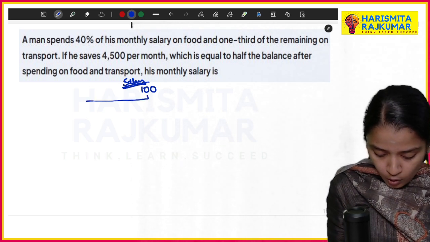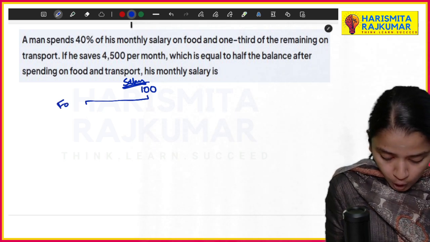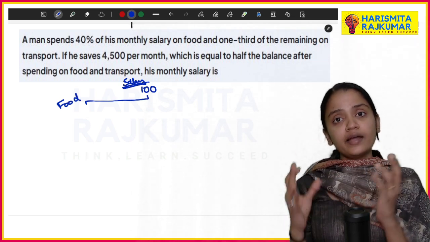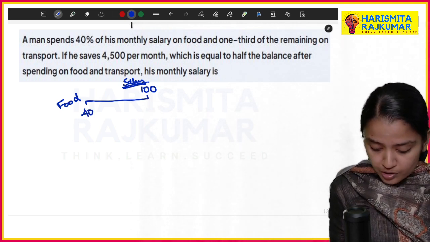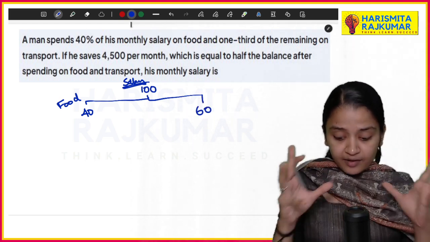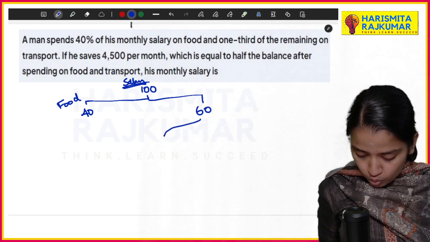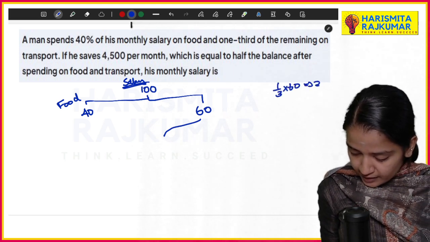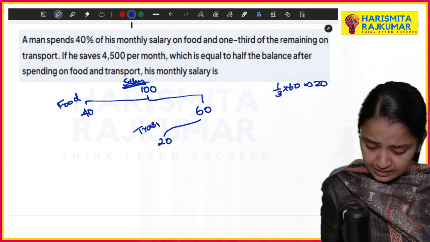In that, how much is he spending? 40% is food. For food, he is spending 40%. In 100, 40% is 40 only. So how much remaining will he have? He is having 60. In that remaining, 1/3 he's spending on transport. So 1/3 of 60 is 20. So 20 he's spending on transport.